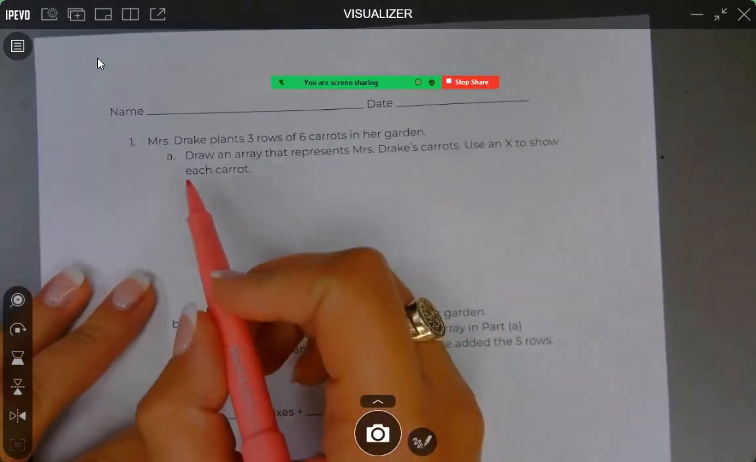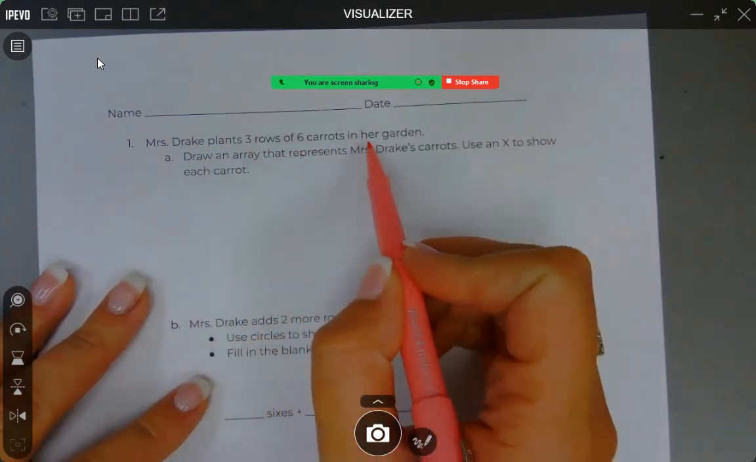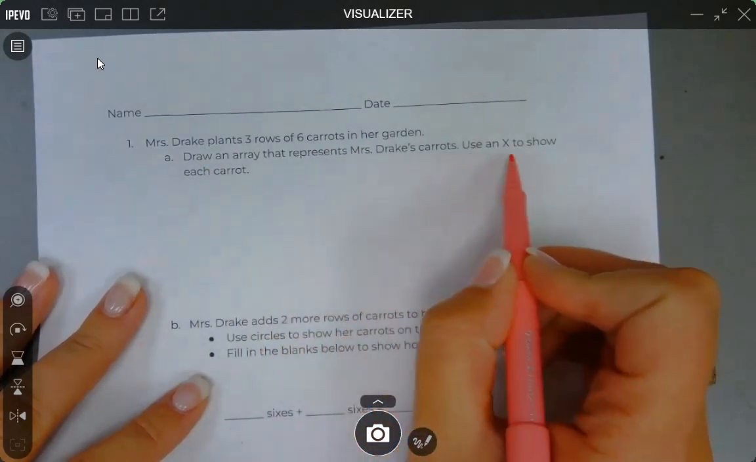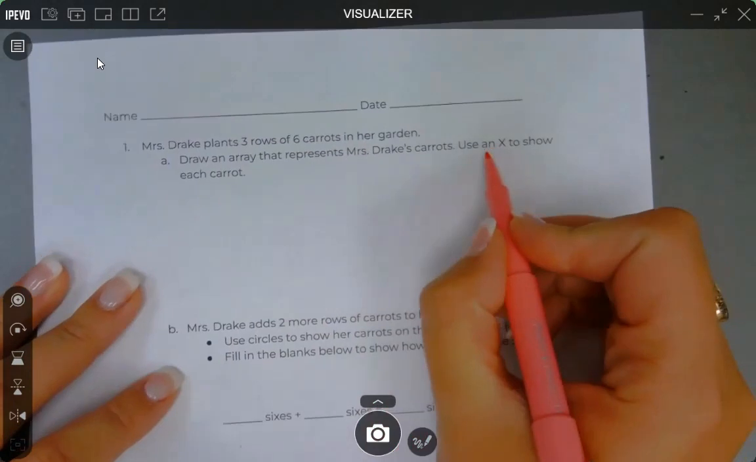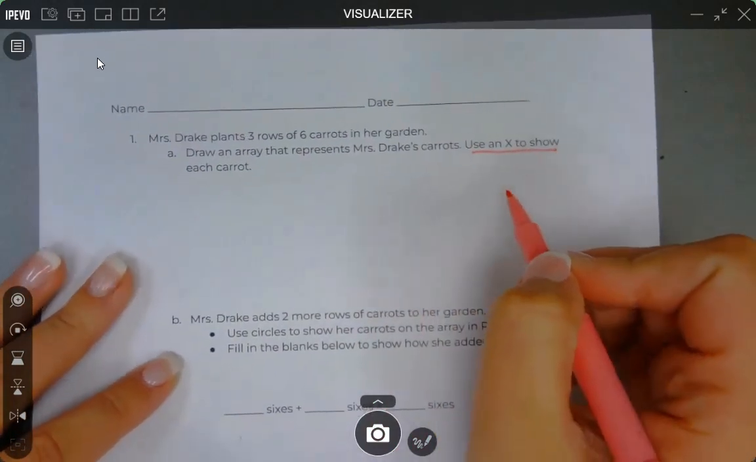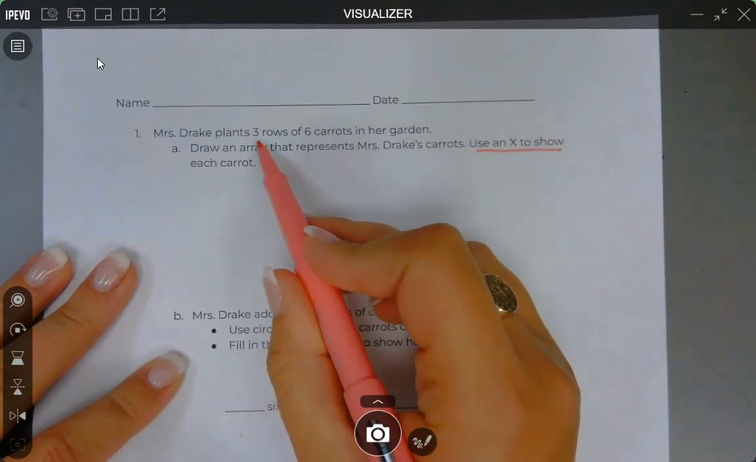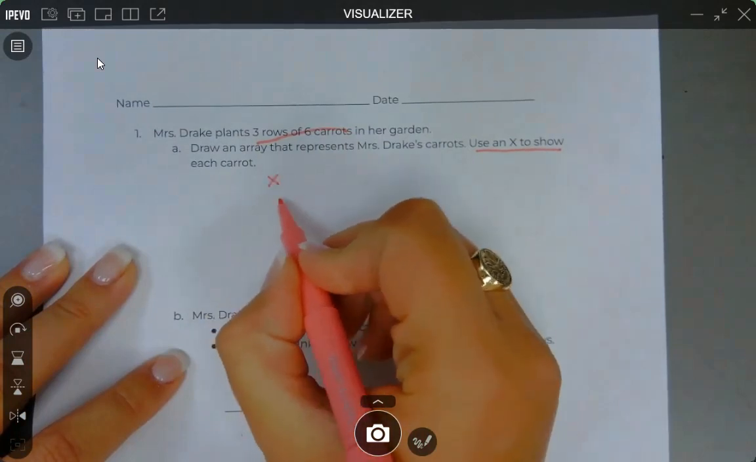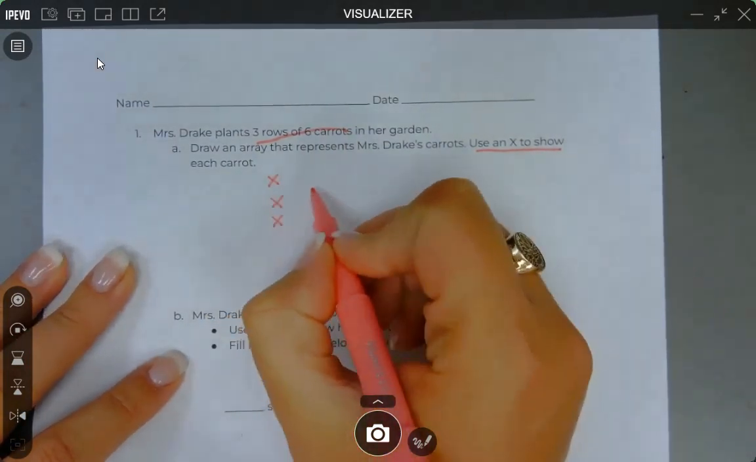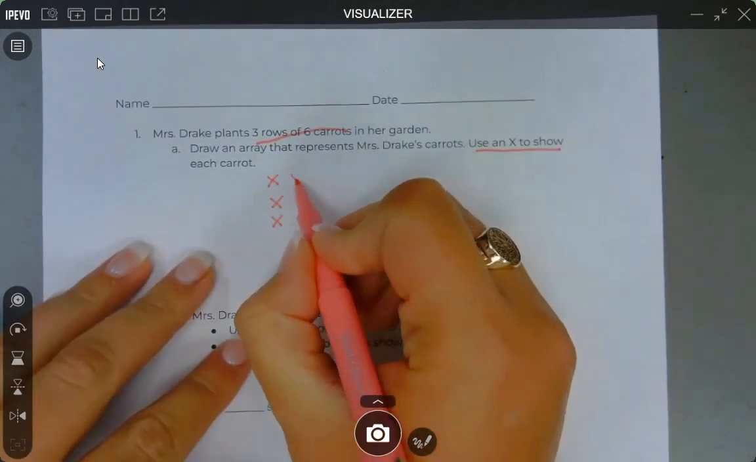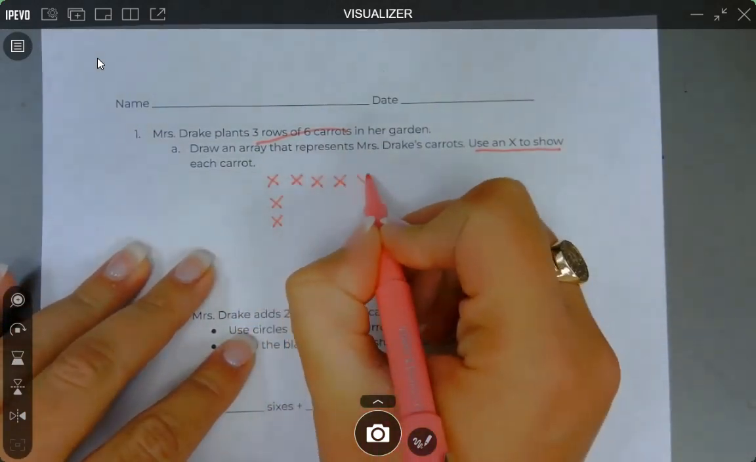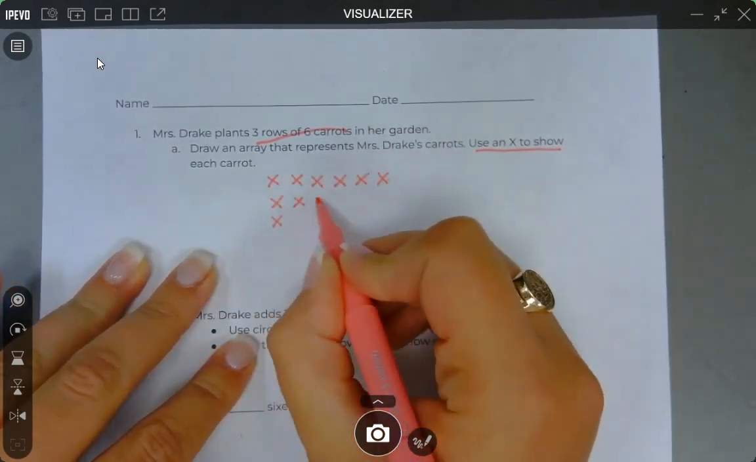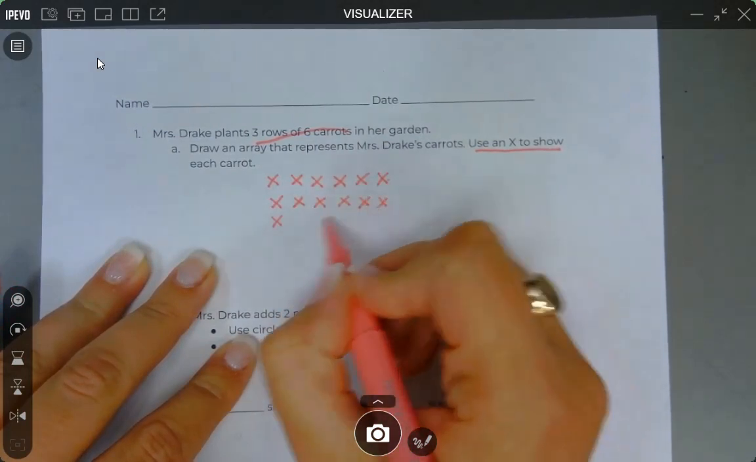So number one, Miss Drake plants 3 rows of 6 carrots in her garden. A, draw an array that represents Miss Drake's carrots. Use an X to show each carrot. So she has 3 rows of 6 carrots. Let's do 3 rows: 1, 2, 3 rows of carrots. And there's 6 in each. So I have 3 rows of 1, 2, 3, 4, 5, 6.